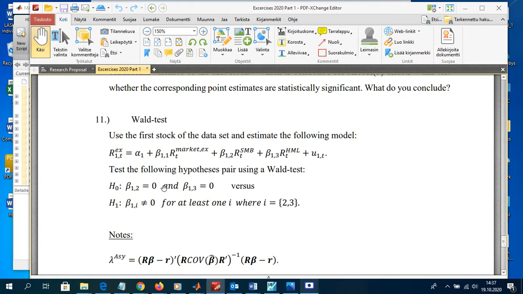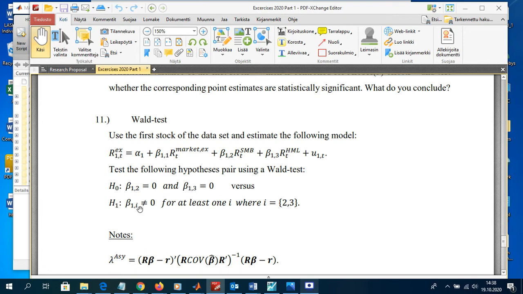Then the corresponding hypothesis that we're interested in is whether the exposures against the size and value factors are jointly 0. What does that mean? It means that if the exposures, the parameters here, both are jointly 0, then the market factor is the correct model, right? Because then we obviously don't need the size factor and the value factor for pricing the excess returns of that stock.